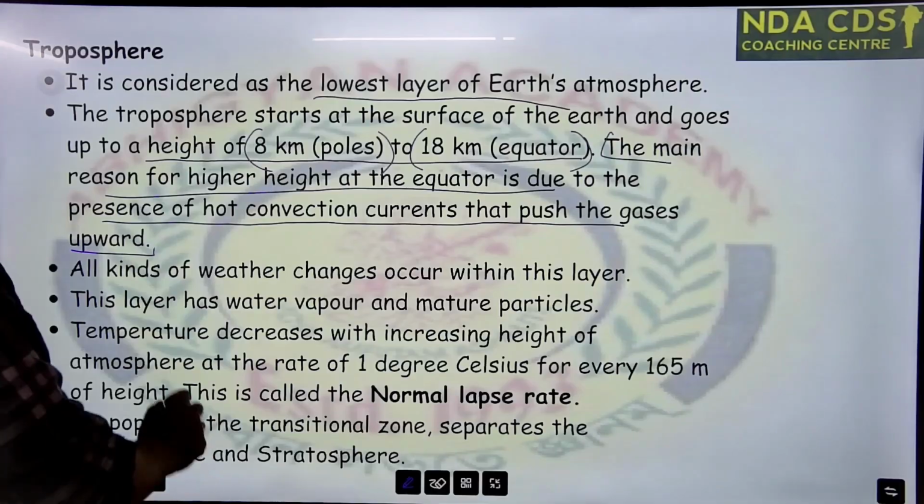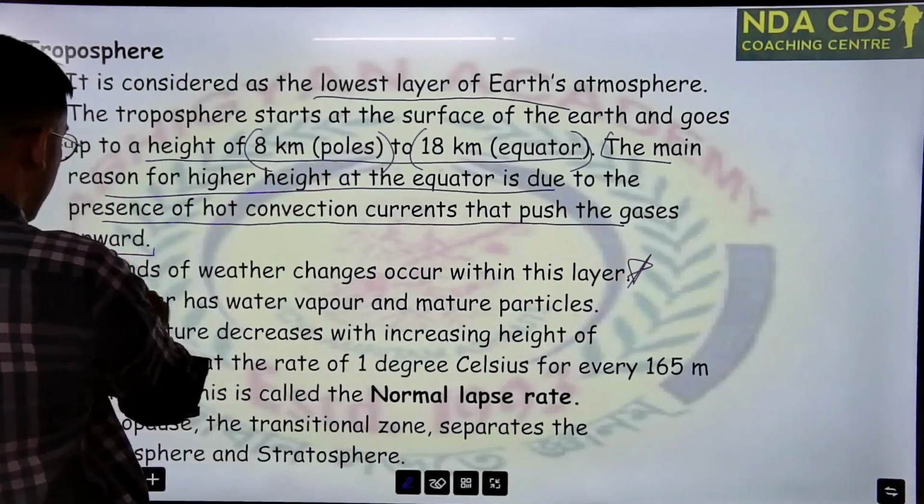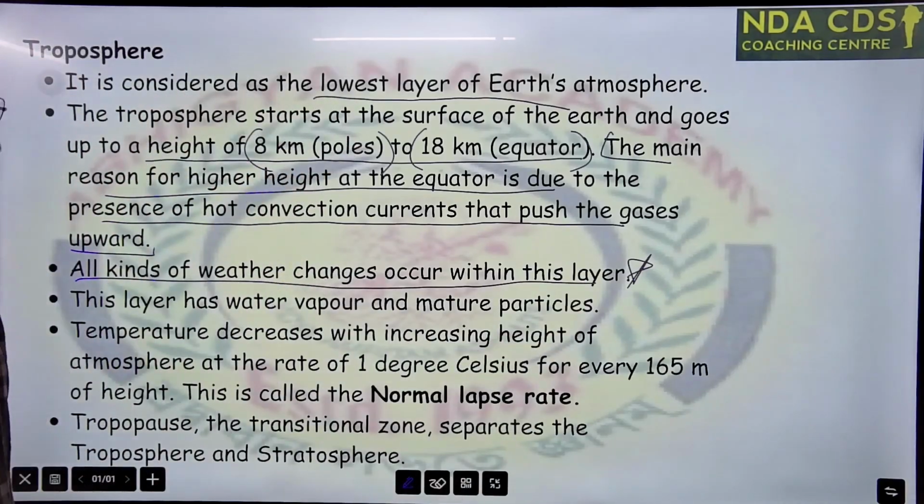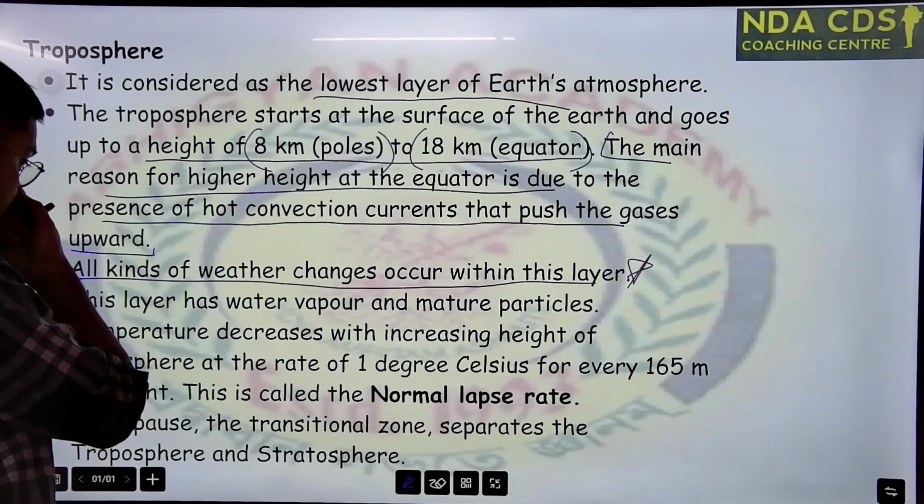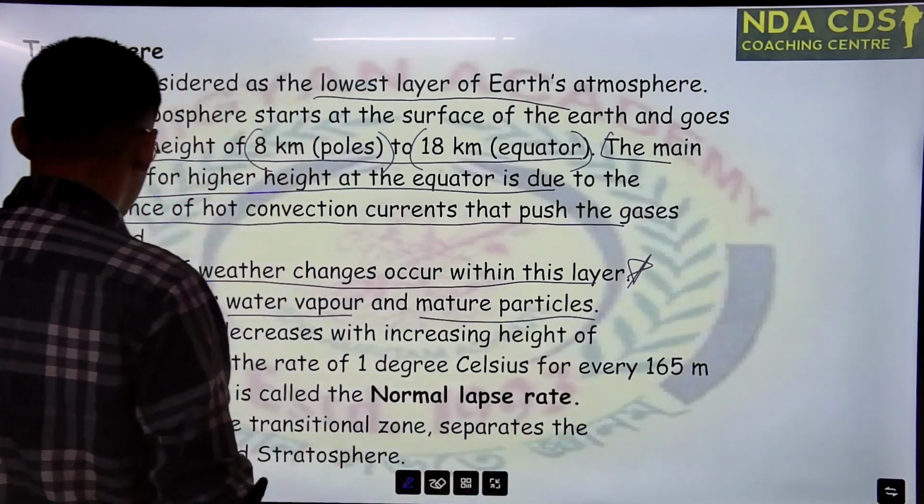Second point, it's a very important point. You can star mark it. It says all kinds of weather changes occur within this layer. So weather changes occur in the troposphere. Then what is its composition? Basically it's made up of water vapor and dust particles.